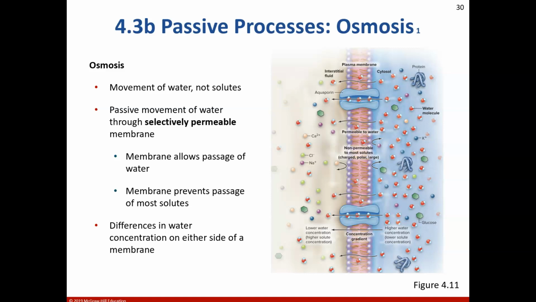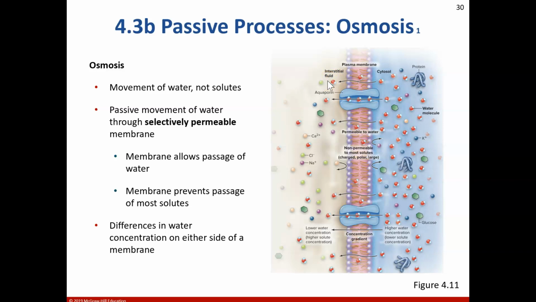And now for our second passive process, that is going to be osmosis. This is when we're talking about movement of water, not the solutes or ions. So we're going to have a passive movement of water through a selectively permeable membrane. Our membrane is going to allow for the passage of water, and these red molecules with the blue representing the hydrogen there are water molecules. So you can see that they are easily passing through the plasma membrane.